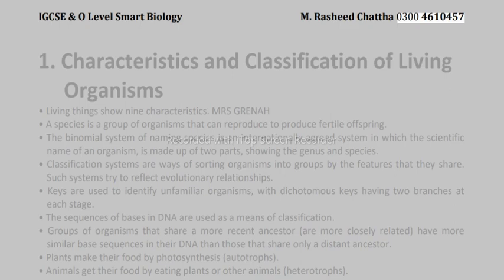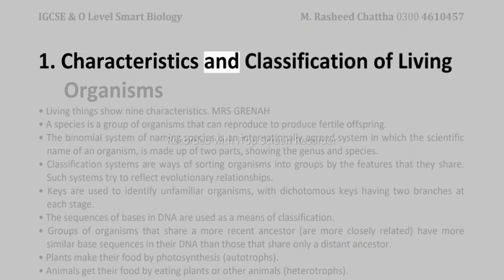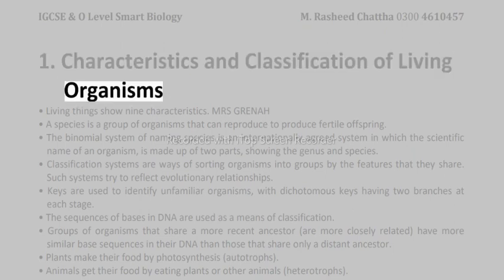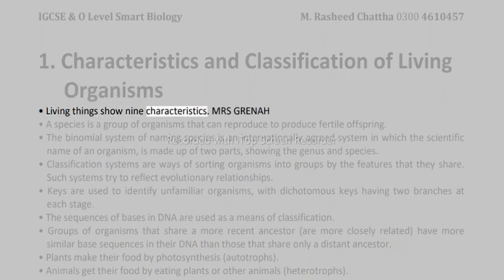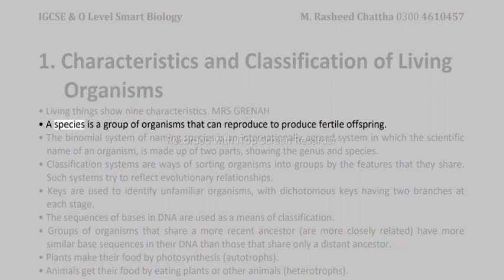Chapter 1. Characteristics and classification of living organisms. Living things show 9 characteristics (Mrs Gren). A species is a group of organisms that can reproduce to produce fertile offspring.